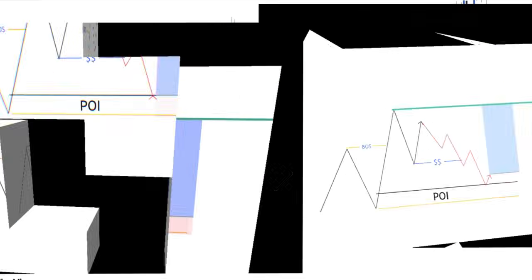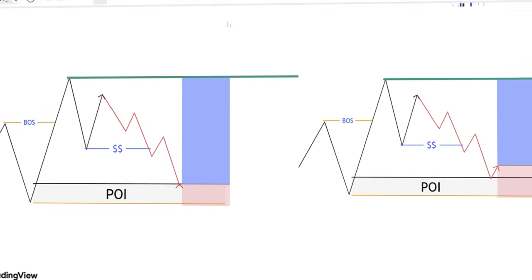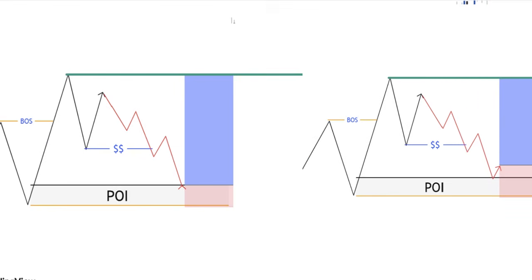So these are two ways you can actually take this trade. Either you are taking it aggressively or you are taking the trade conservatively at our POI. So your next question might be, which one do I find more profitable? Taking the trade aggressively or taking the trade conservatively?